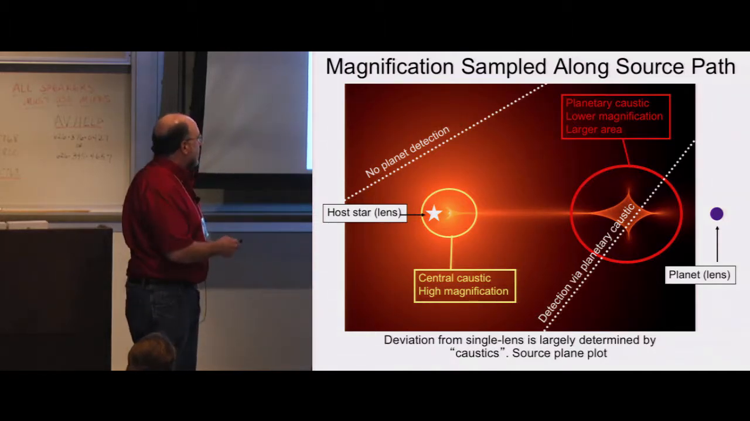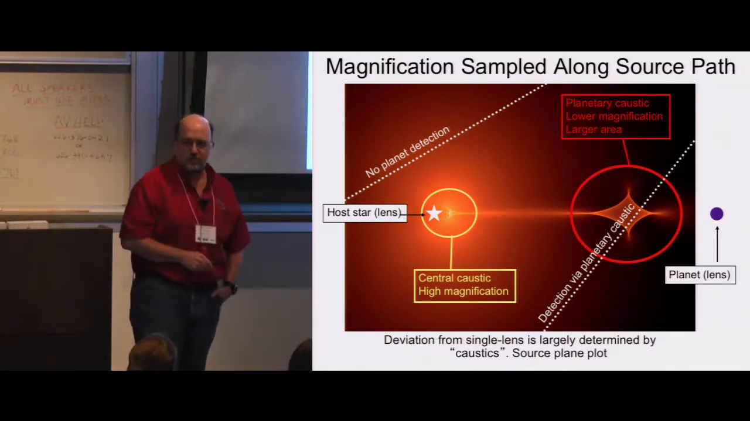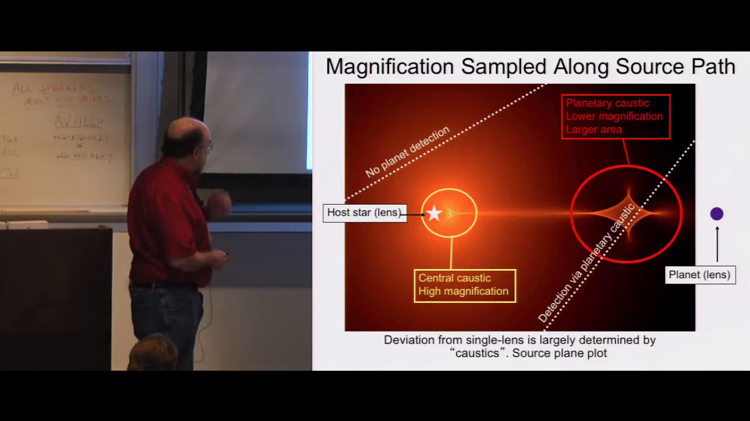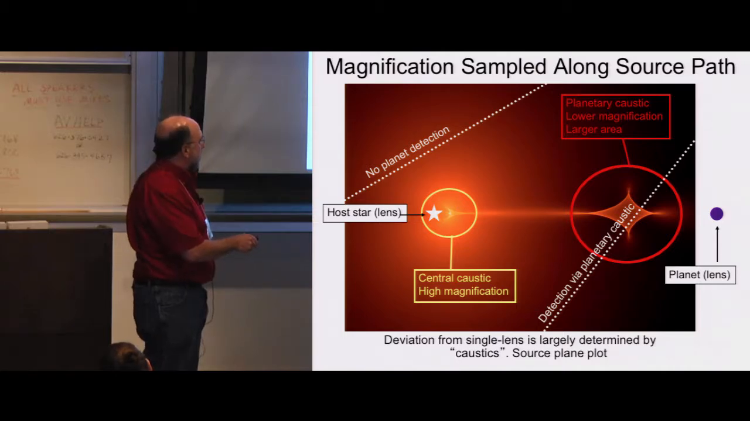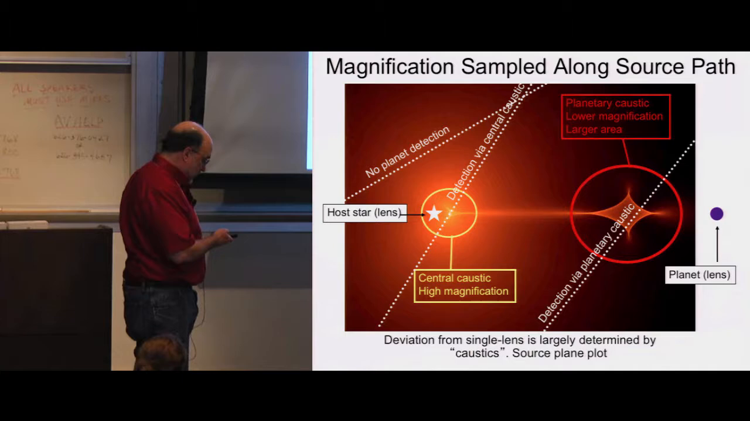Of course, other times, we cross the planetary caustic, and as Scott mentioned, the planetary caustics are generally bigger. So as long as you're doing good photometry, when the source isn't magnified by very much, you have a higher probability of detecting the signal here.